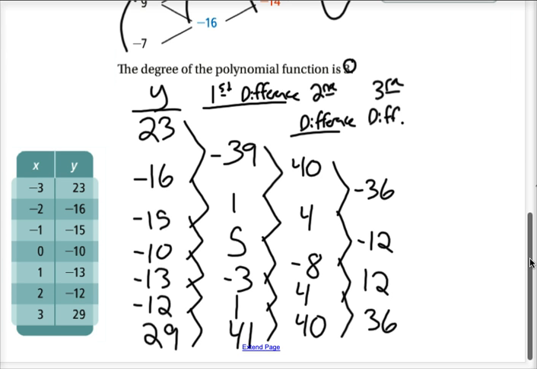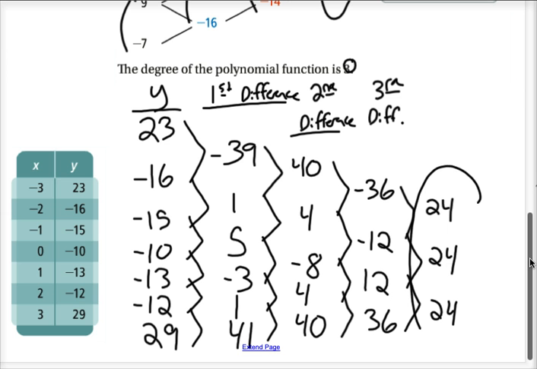Now notice, we're still not looking at the same numbers. So let's try this again. -36 up to -12. You're going up 24. -12 up to +12, going up 24. 12 up to 36, up 24. There we go. Finally, with our differences, we have the same number. Now, that was all the way to the fourth difference.